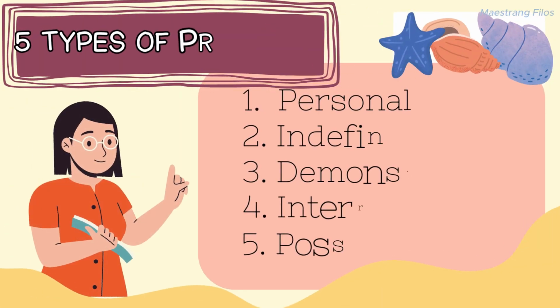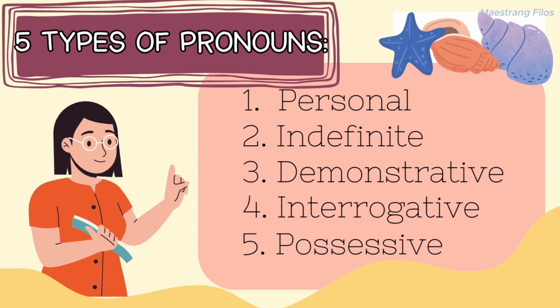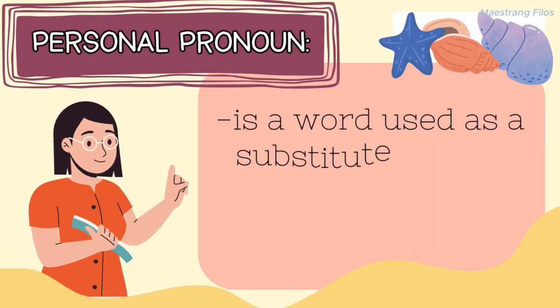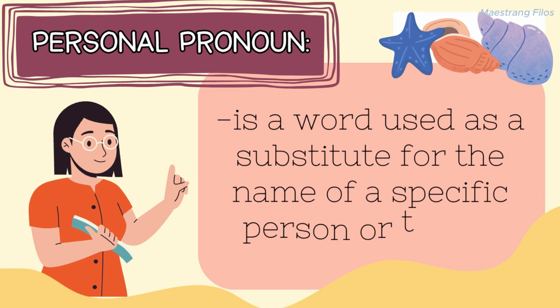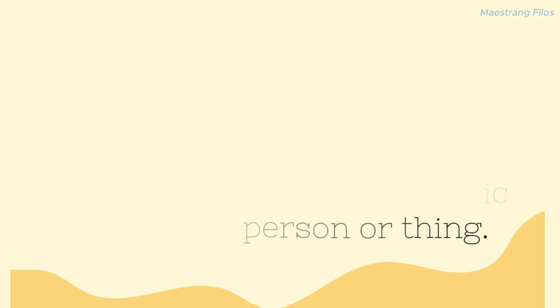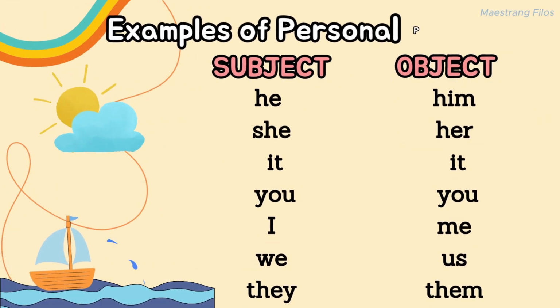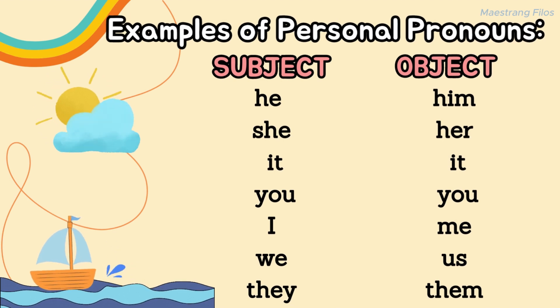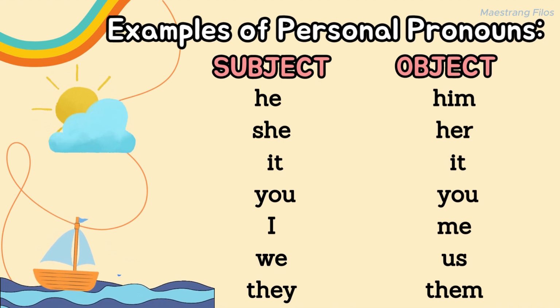Kids, do you know that there are 9 types of pronouns? But for this video, we are going to focus on the first 5 types. These are personal, indefinite, demonstrative, interrogative, and possessive. Are you ready to learn more? Let's go! Let's start with the personal pronouns. These are words that are used as substitutes for the name of a specific person or thing. These are the examples. Personal pronouns are divided into 2 groups based on their function in a sentence.